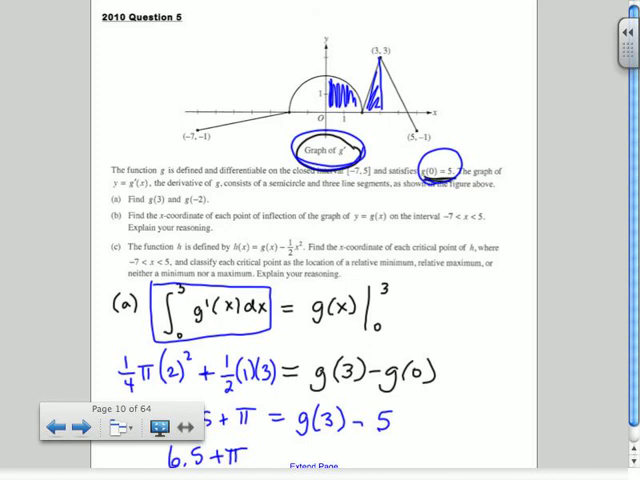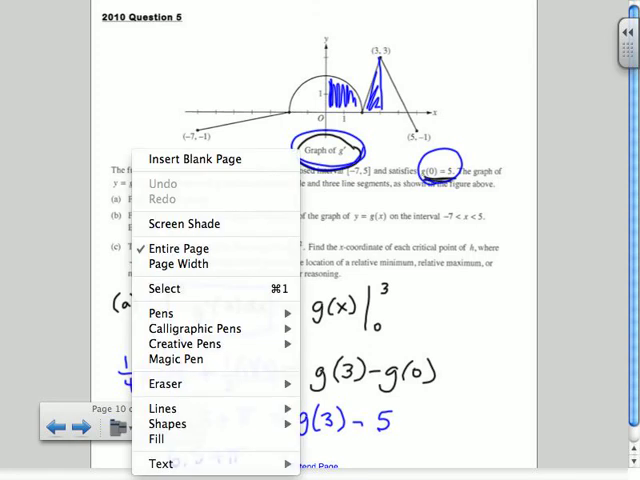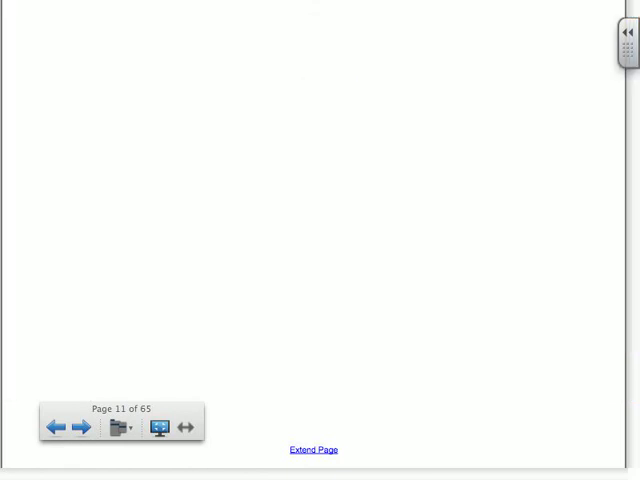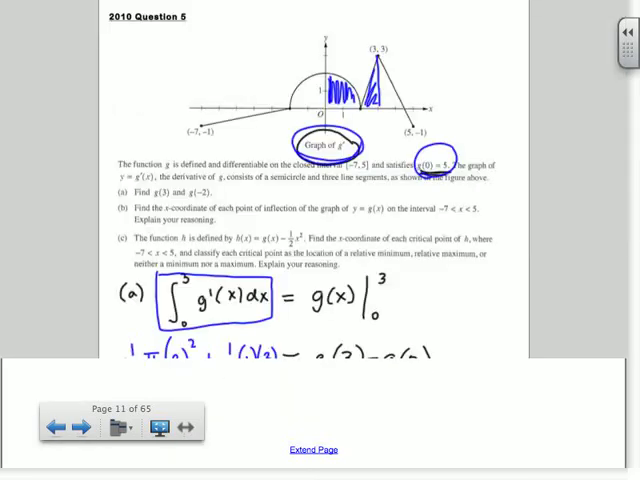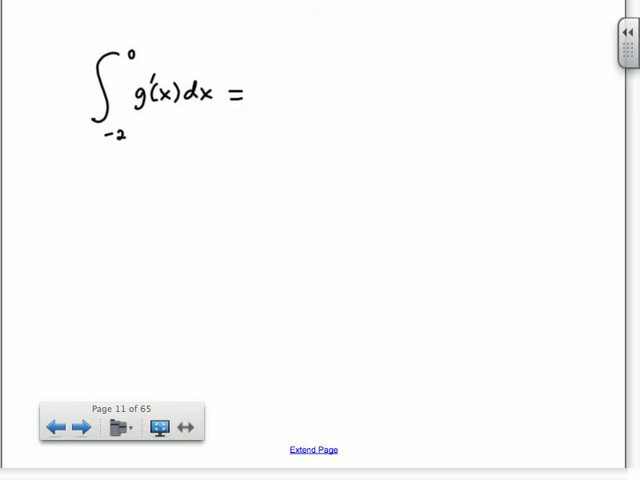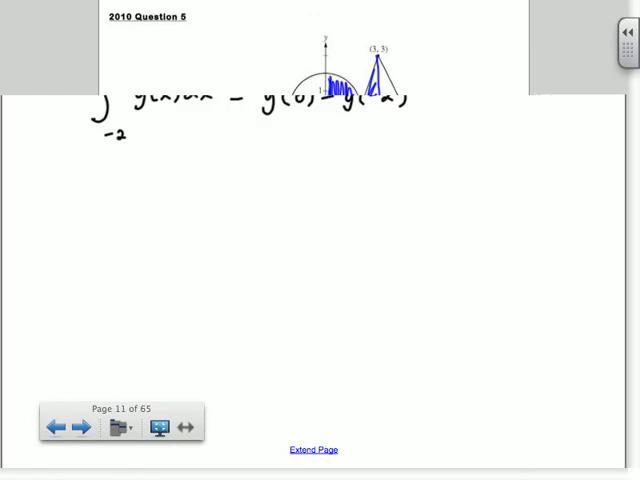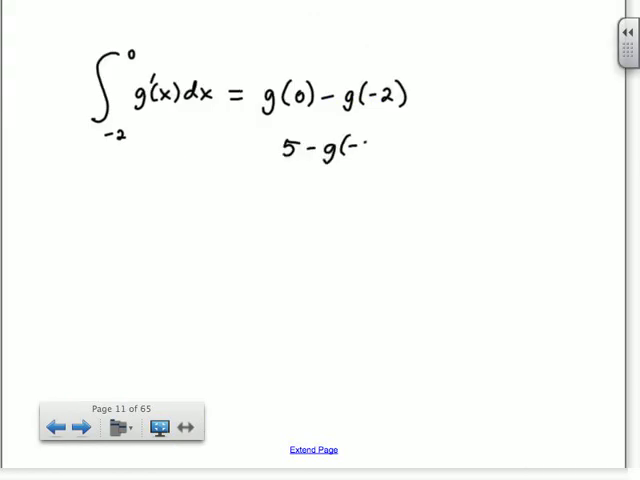So we talked about A. So we found G of 3. Did you guys find G of -2? Yes. Okay, let me add a new page. So I would do from -2 to 0. Was it G prime on the graph? Yeah, G prime. That's going to be the same as G of 0 minus G of -2. We know G of 0 was 5, so that's 5 minus G of -2.